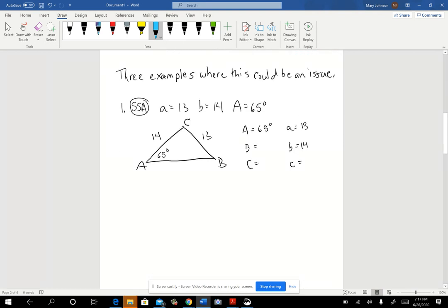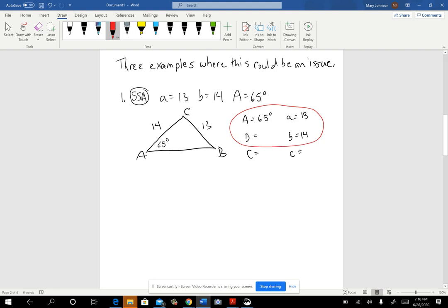Okay, so here's one. All right, so we have A is 65. We have that little a is 13 and little b is 14. Looking at that, I can see that I have enough information to be able to use the law of sines. So that's what I would do, and I'm trying to find angle B.